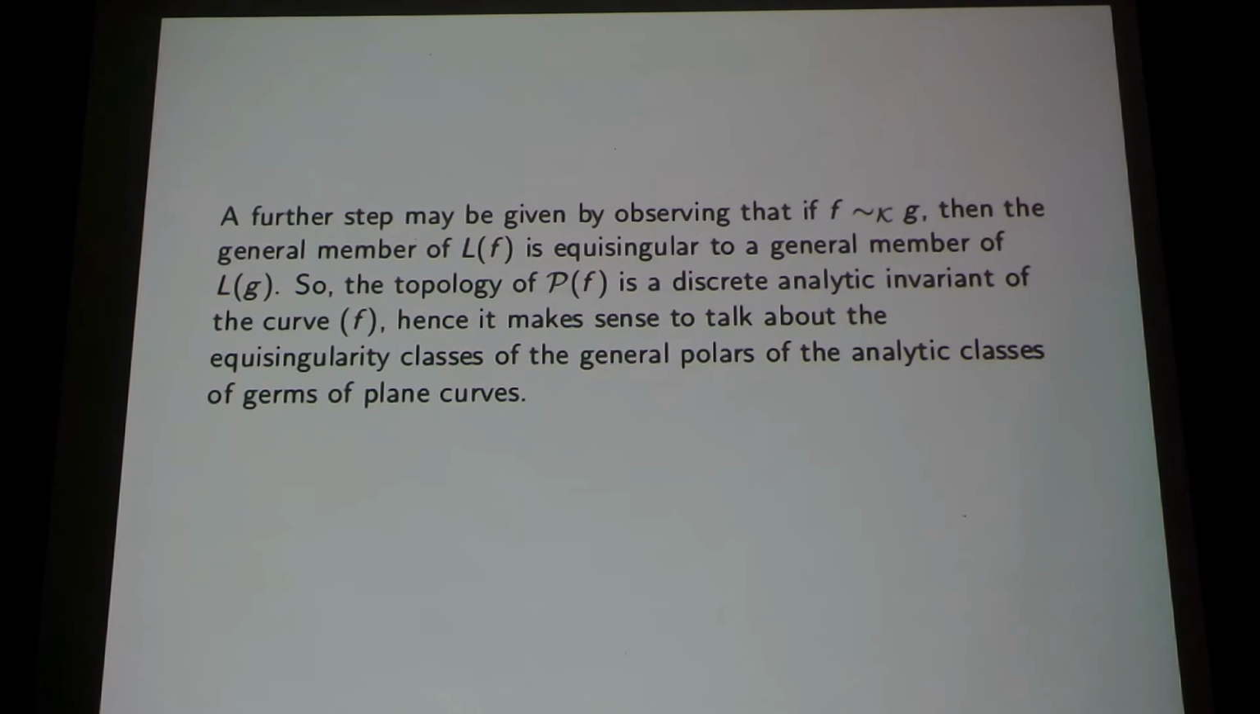Well, a further step may be given by observing that if F is K-equivalent to G, then the general member of the linear system L_F is equisingular to the general member of the linear system L_G. So the topology of the polar of F is a discrete analytic invariant of the curve F. Hence, it makes sense to talk about the equisingularity classes of the general polars of the analytic classes of germs of plane curves. So any analytic class of germs of plane curves has a well-determined topology of its polar.